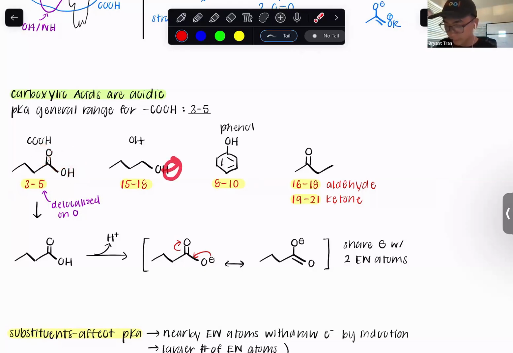But if you were to deprotonate the alcohol, you do get a negative charge on the oxygen, right? But that negative charge is not able to do resonance at all. There's no carbonyl or a double bond or triple bond to do resonance with. That's why it's not as acidic as this molecule here, right?